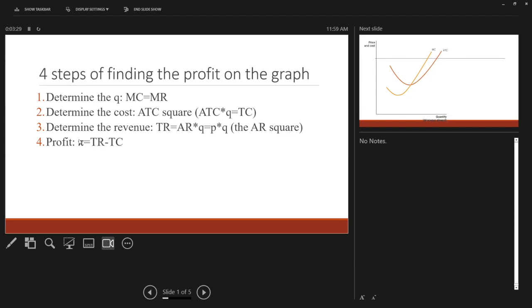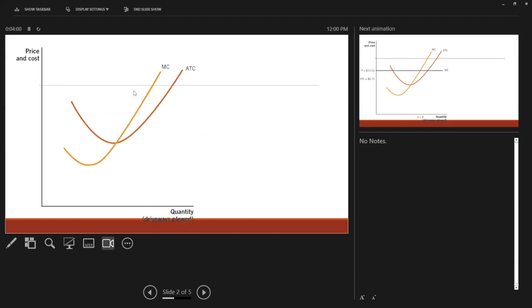And in order to find a profit, we need to also find the revenue, which is given by total revenue square. And here for the competitive case, it is just P by Q. For the monopolistic case, it is still P by Q, and I will add more explanation to that. So let's start with the competitive case.